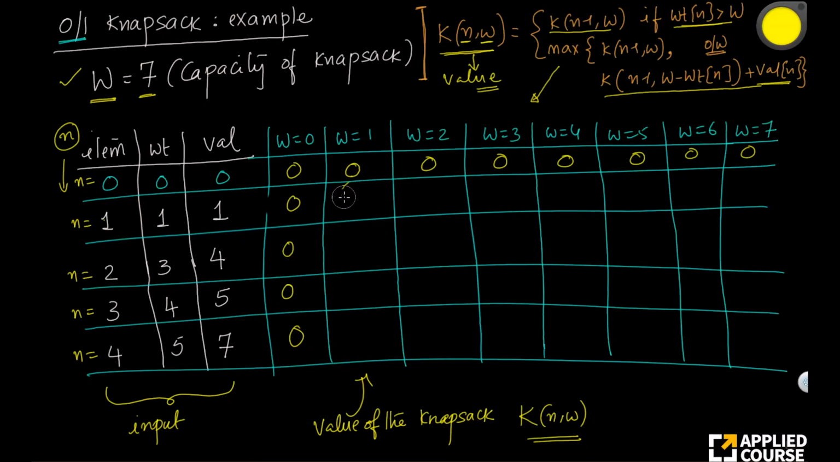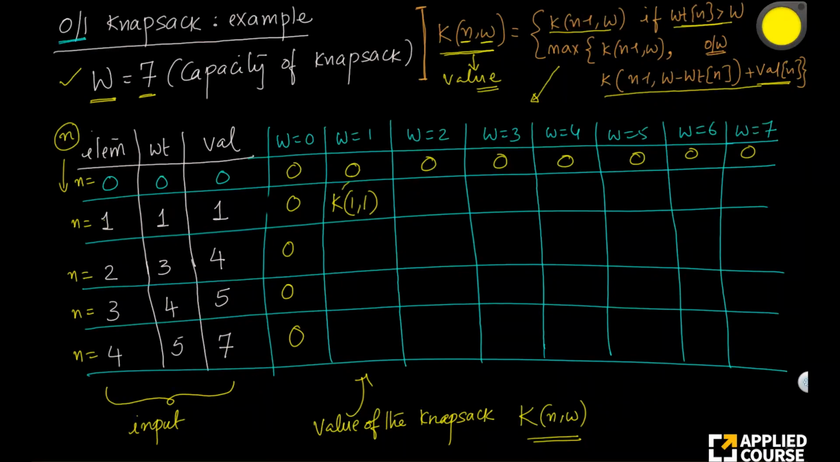Okay, so let me just erase this. Okay, so what do I have here? I have K, n equals 1 and W equals 1. K11. Now the first thing: is the weight of the nth item, or the first item here, greater than the capacity? No, it is exactly the same as the capacity. So we do not have this first case, we go to the second case, right?